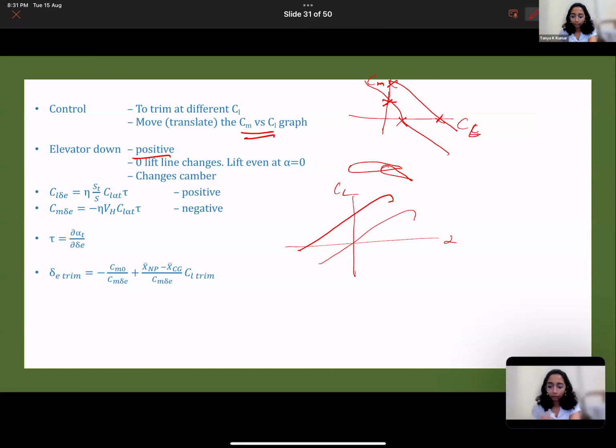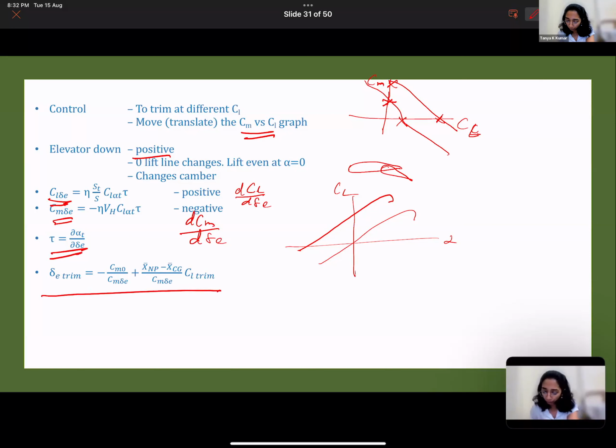Deflection of the elevator down produces a positive lift. Hence, your CL delta E is positive. Deflection of the elevator down produces a pitch down moment about CG. Hence, your CM delta E is negative. CL delta E is dCL by d delta E, and CM delta E is dCM by d delta E. Delta E is the elevator deflection. Tau is the control surface effectiveness parameter, dou alpha tail by dou delta E, which we just discussed. Next, he had discussed this equation. So now let's draw this graph.